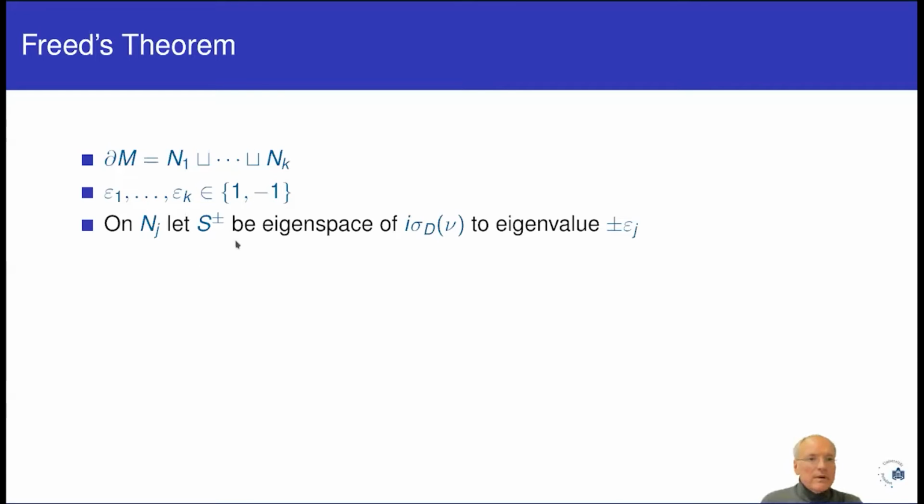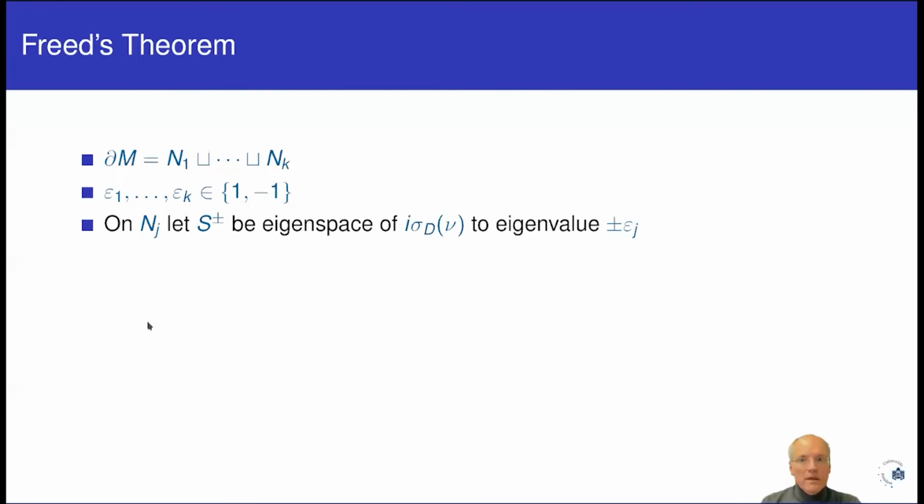And now I pick my boundary conditions such that these subbundles of the involution come from this Clifford multiplication by the exterior normal vector field, but this time with eigenvalue plus or minus epsilon j. So that means if all the epsilons are equal to 1, then I just obtain what I got in the previous corollary. But I allow myself for some of the components to switch the sign.